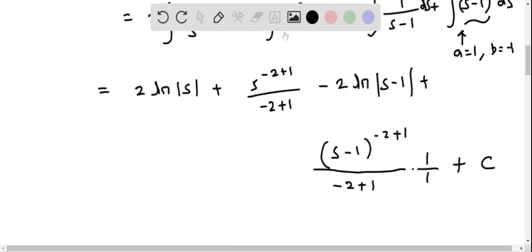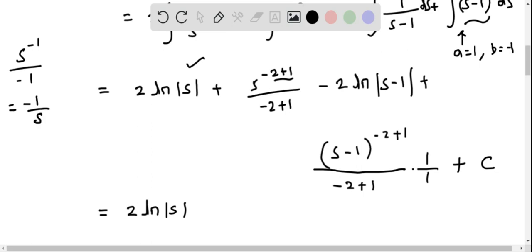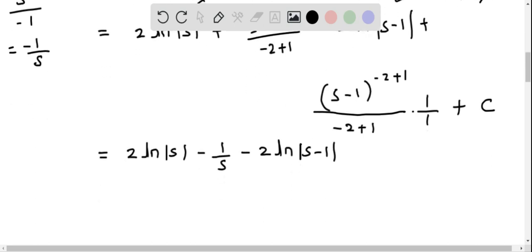We write the first term as it is. This is the first term. This cannot be further simplified. So I write down this as 2 times the natural logarithm of the absolute value of s. And for the second term, negative 2 plus 1 is negative 1. So it is s raised to the power of negative 1 divided by the same number, negative 1. So this can be rewritten as negative 1 over s to the power 1, so it is negative 1 over s. So I write down the second term as negative 1 by s. And the third term, we can write it as it is, which cannot be further simplified. So it is negative 2 times the natural logarithm of s minus 1. We put this in absolute value.